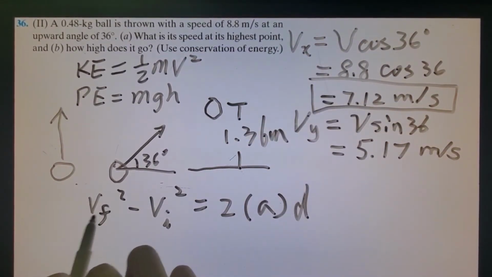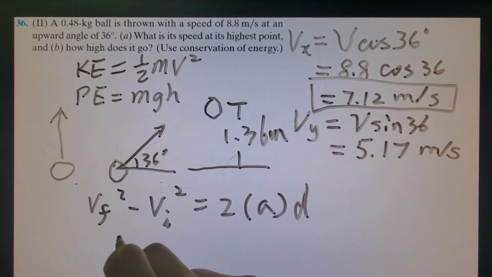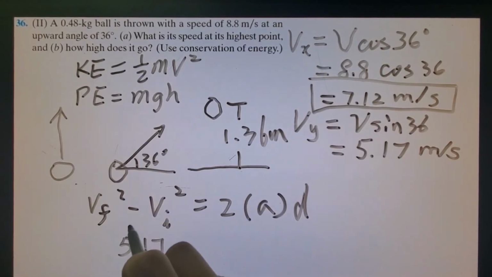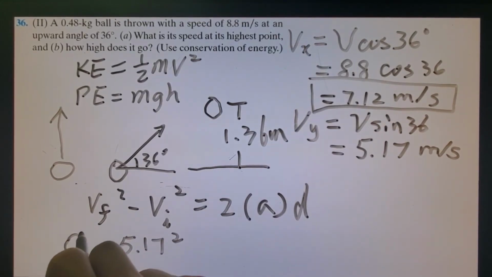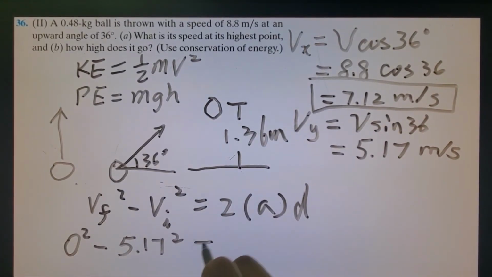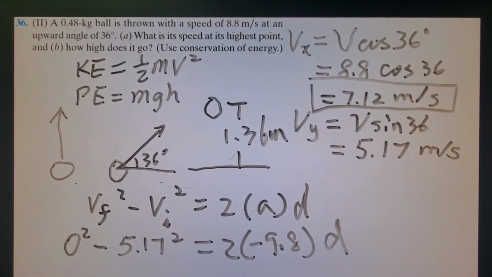So what I'm going to do is, this v final for us is the y final velocity, so it's 5.17 squared. That's v initial. v final is 0, so 0 squared minus that squared is equal to 2 times negative 9.8 times d. Let's see what the d is now. 5.17 divided by 2 and then divided by 9.8.